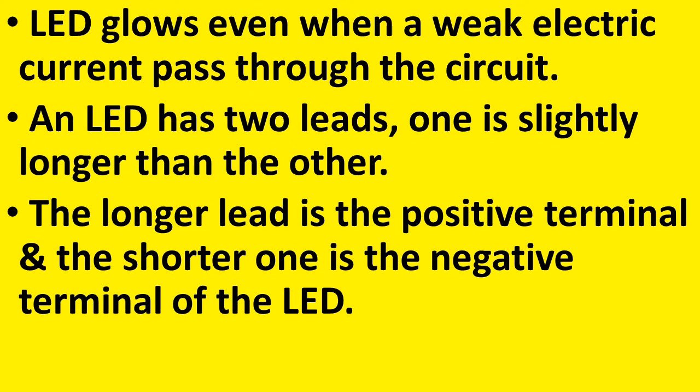An LED has two leads. One is slightly longer than the other. The longer lead is the positive terminal and the shorter one is the negative terminal of the LED. LED, the full form is light emitting diode, glows even when the electric current is weak. An LED has two leads. One is slightly longer and the other one is slightly shorter. The longer one is the positive terminal and the shorter one is the negative terminal.